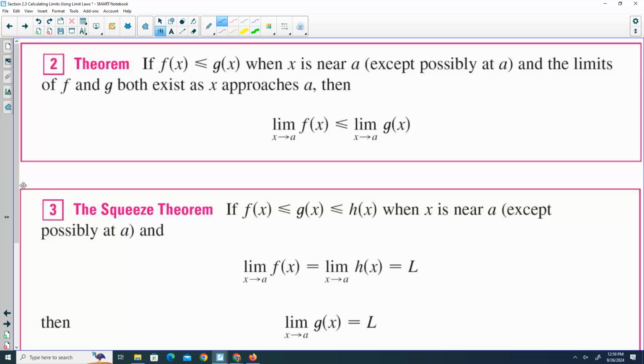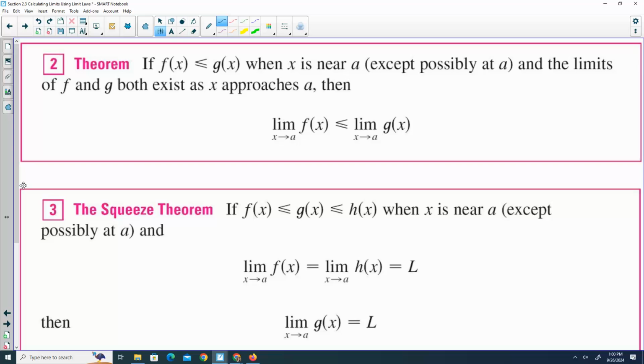If we extend that, if one function is in between two others, then its limit is in between the other two limits. That is what's called the squeeze theorem. And we can use that to evaluate unkind limits.